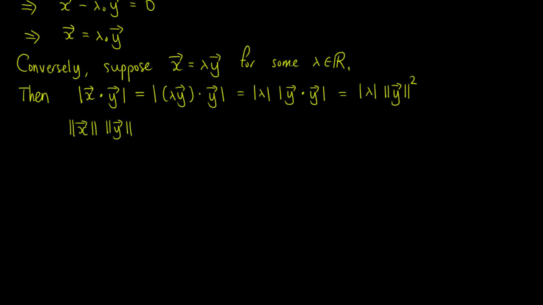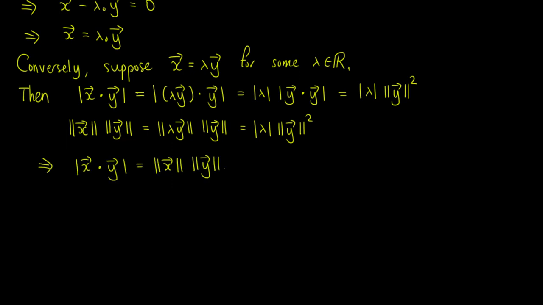On the other hand, the length of x times the length of y equals the length of lambda times y times the length of y, which is equal to the absolute value of lambda times the length of y squared. Therefore, we have shown that the absolute value of x dot y is equal to the length of x times the length of y, and the proof is complete.